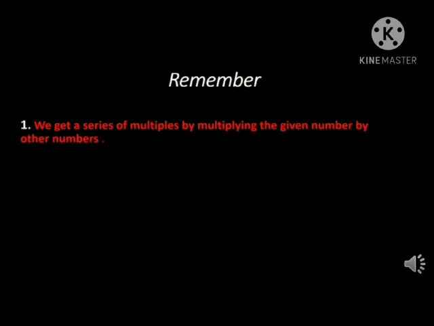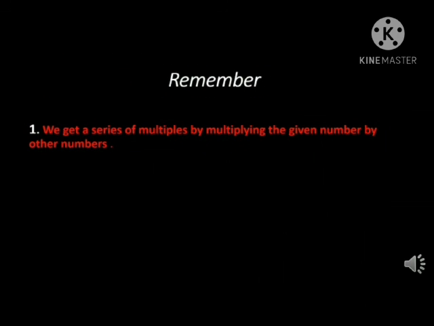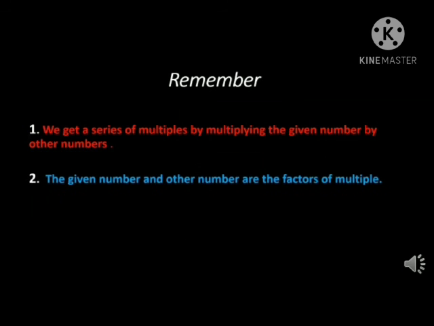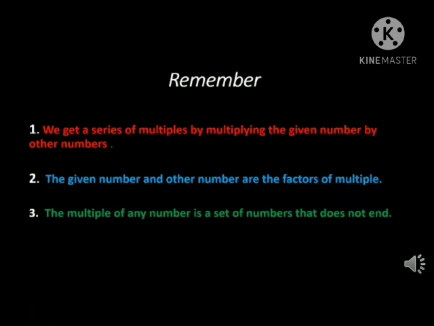Remember the following points while finding the multiples of numbers. First, we get a series of multiples by multiplying the given number by other numbers. Second, the given number and other number are the factors of multiples. Third, the multiple of any number is a set of numbers that does not end.